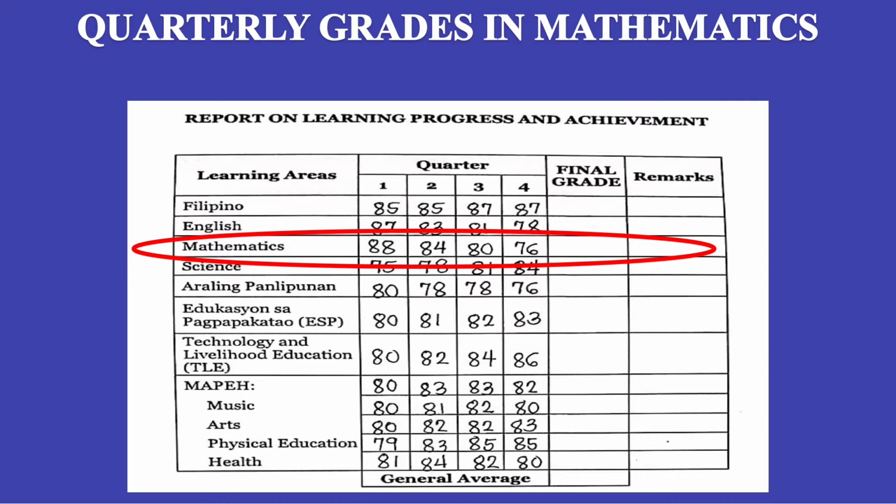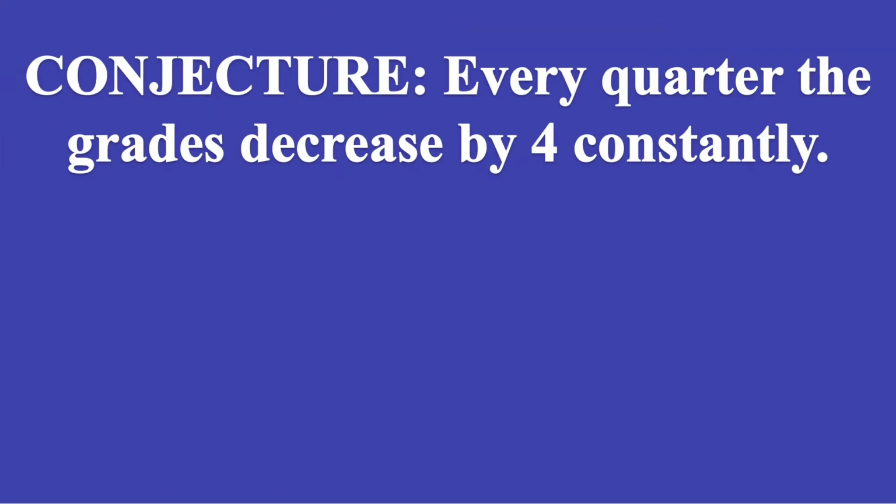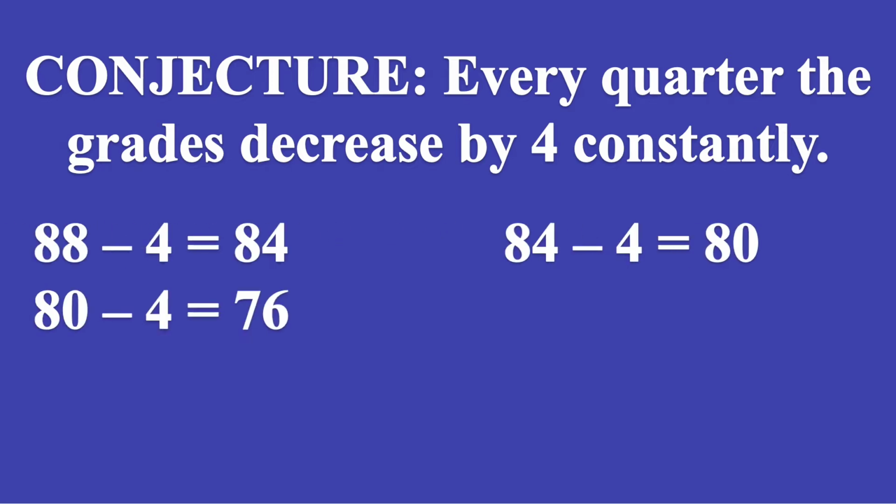In this card, it is shown that in the first quarter, the grade is 88. In the second quarter, 84. In the third quarter, 80. And in the fourth quarter, 76. How will you describe the terms in the given sequence of the quarterly grades? What is the conjecture? Every quarter, the grades decrease by 4 constantly.